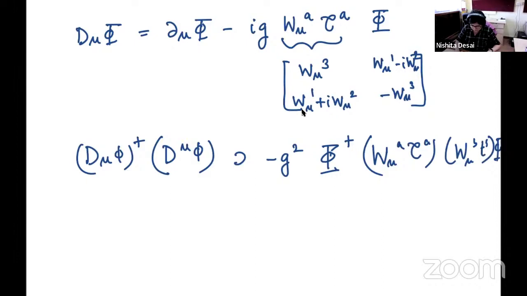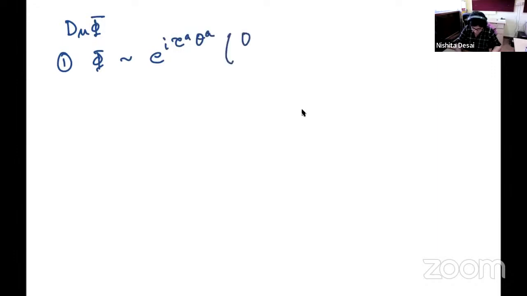Okay, so this is the only term that we will look at in detail. So let's simplify our phi term a bit more. Okay? So the first thing we did was we wrote phi as theta A times 0 and phi.